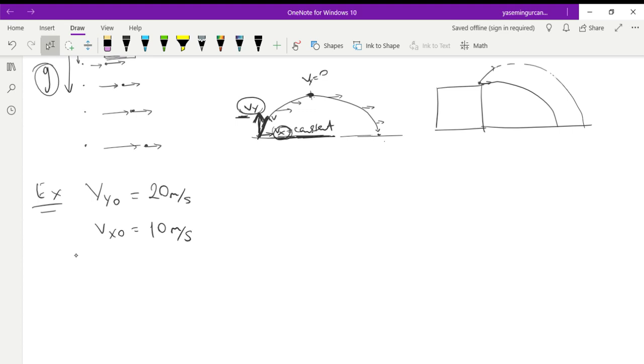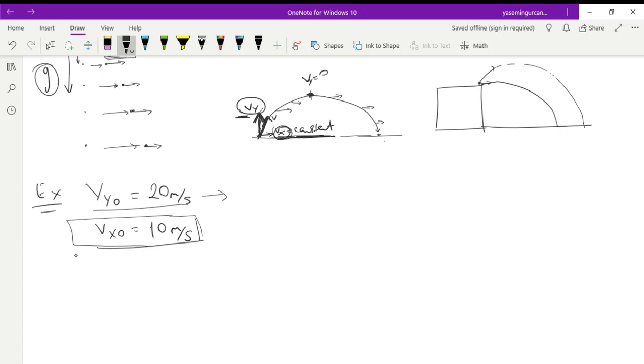So what you need to know is that, once again, throughout the whole motion, this value 10 is never going to change. So whatever it started with is going to go with it. In the vertical, you're going to be dealing with gravitational acceleration.